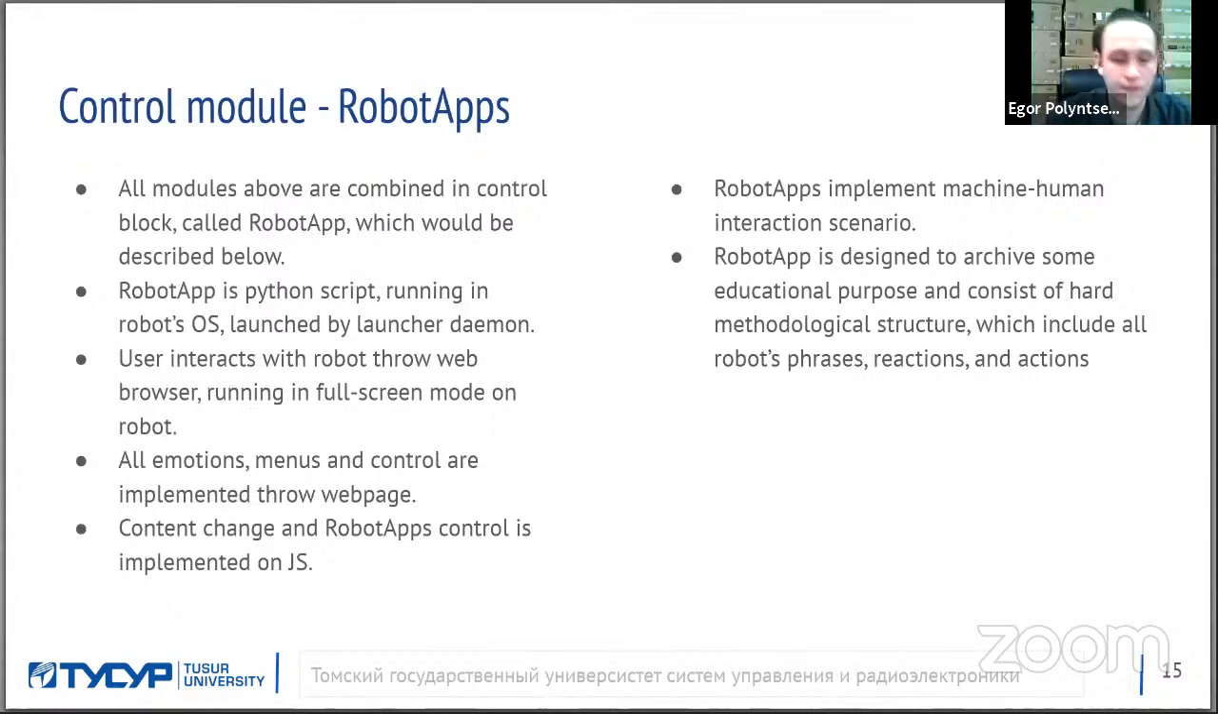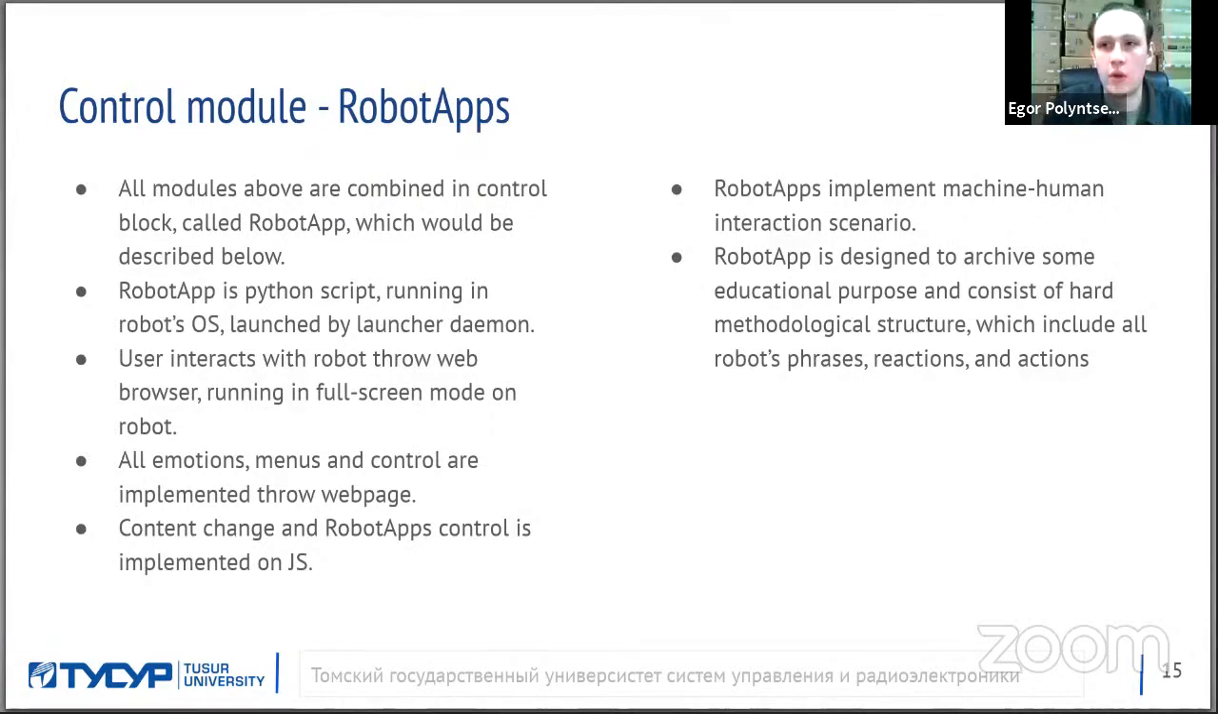And the control module is realized through robot apps. A robot app is a piece of Python application which implements a machine-to-human interaction scenario. It should be developed by the teacher because it contains all the educational and methodological structure, all phrases, reactions, and so on. That's why it would be better if teachers would develop it rather than programmers, as we are.